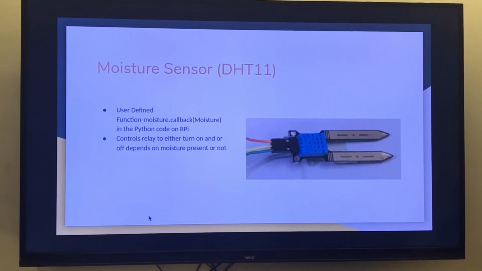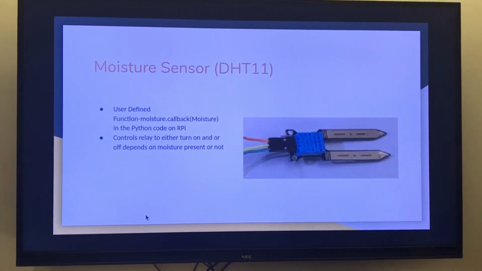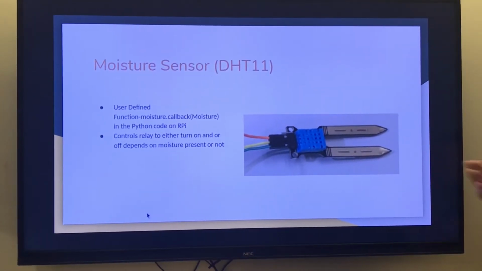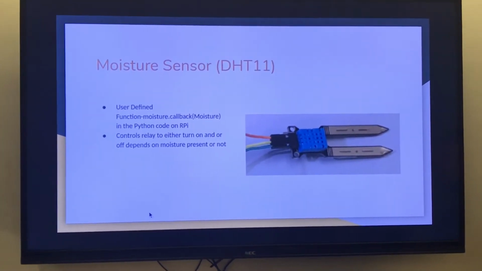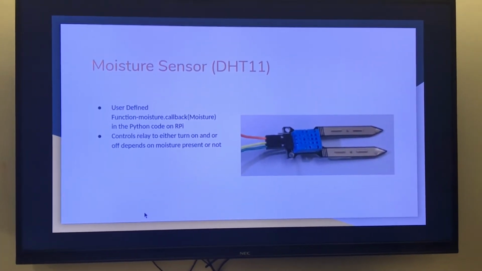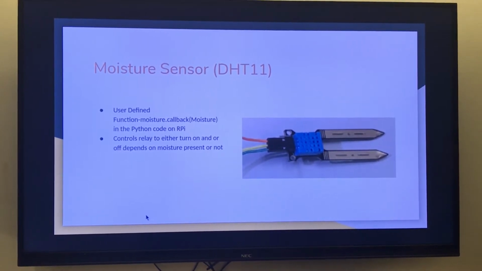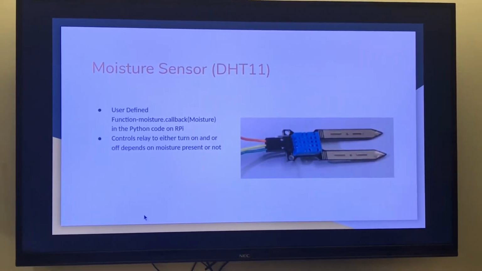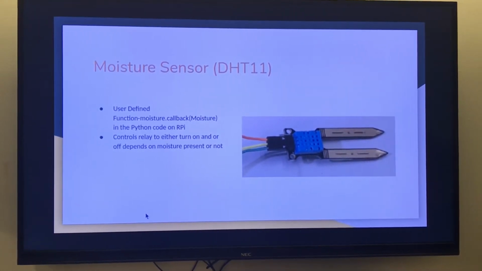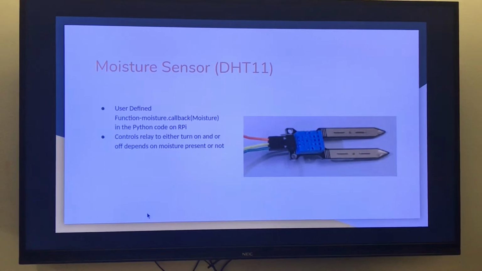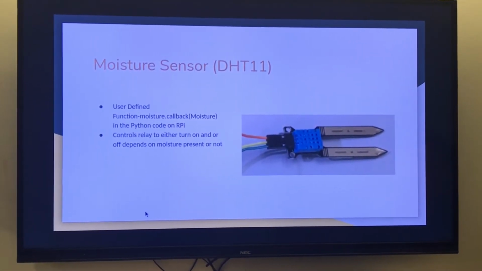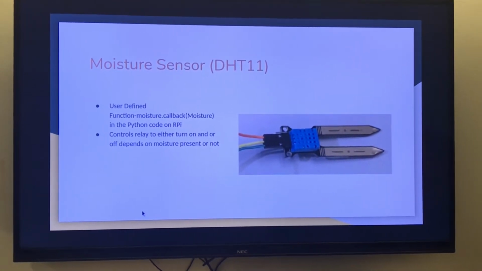I used the DHT11 moisture sensor, and we created a program for that, and then made a user-defined function, which, as you can see, is moisture.callback moisture. It's in the Python code on the Raspberry Pi, and what that does is when the system's on, if moisture is detected, it will send a message to the screen of the Raspberry Pi saying that moisture is detected, as well as cut the relay off so that you cannot water the grass. And if moisture is not detected and all the other conditions like temperature are met, it will water the grass for the set amount of time.